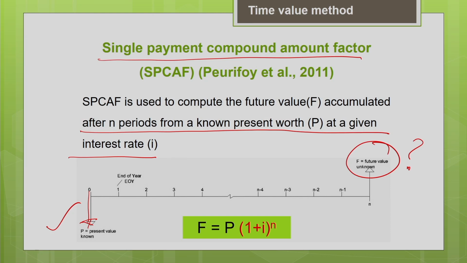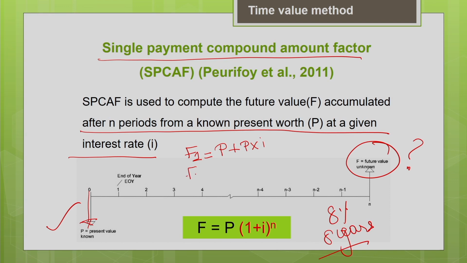Say, for example, I am investing 1 lakh in a bank, which is going to be compounded at an interest rate of say 8% for 8 years. After 8 years, what will be the future sum of this present 1 lakh? I can calculate that using this single payment compound amount factor. How will you calculate? The future value at the end of the first year is the principal value P plus the interest on the principal, P into I, where I is the compounding rate of interest.